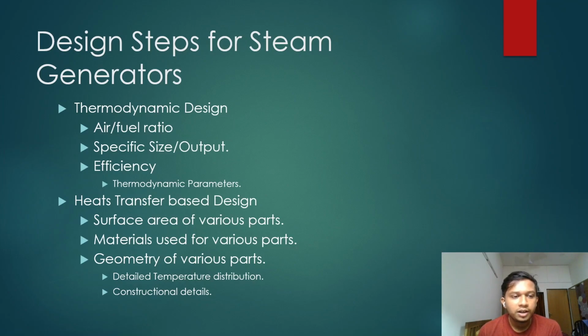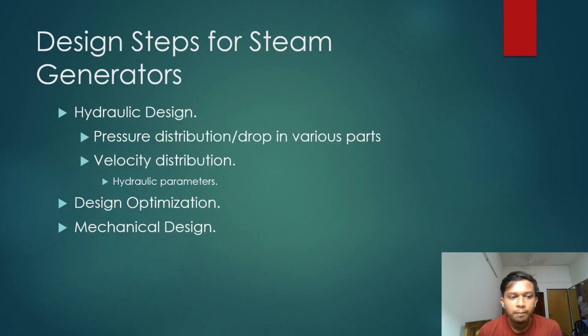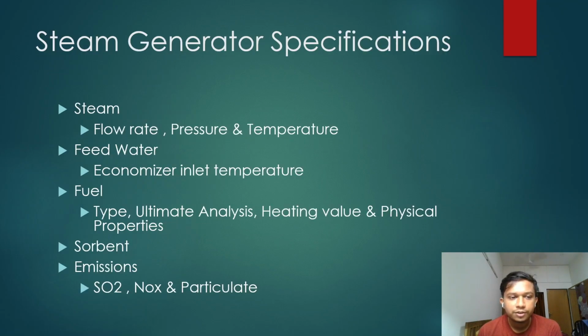Thermodynamic design: air fuel ratio, specific size, outlet, efficiency, thermodynamic parameters. Heat transfer based design: surface area of various parts, material used for various parts, geometry of various parts, detailed temperature distribution, and construction details. Design steps for steam generator: hydraulic design, pressure distribution or drop in various parts, velocity distribution, hydraulic parameters, design optimization, mechanical design.